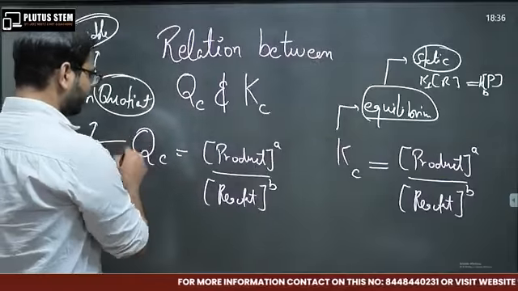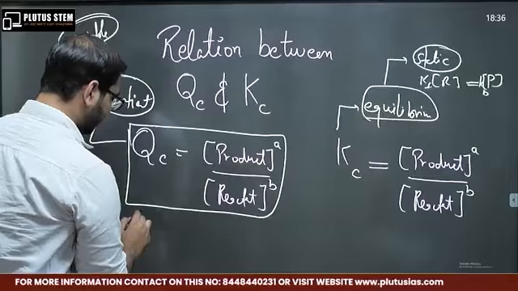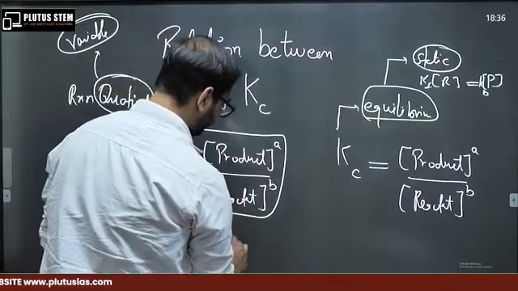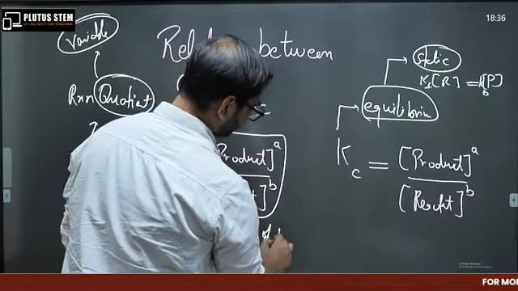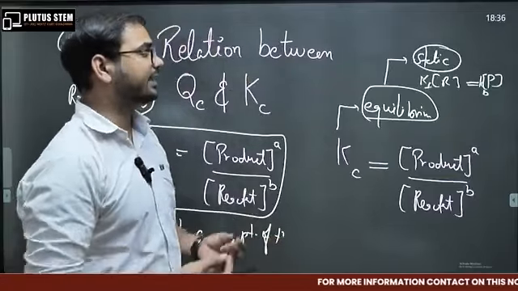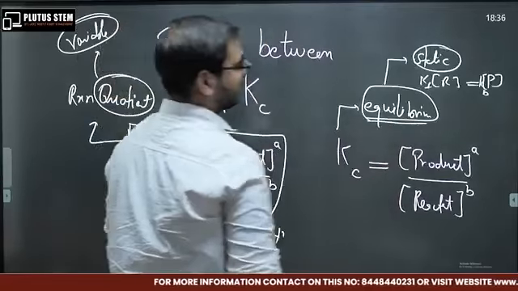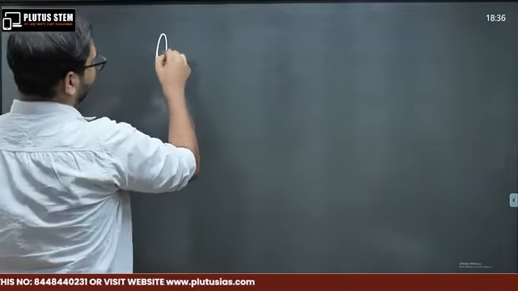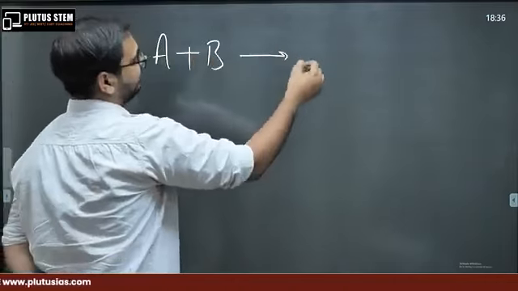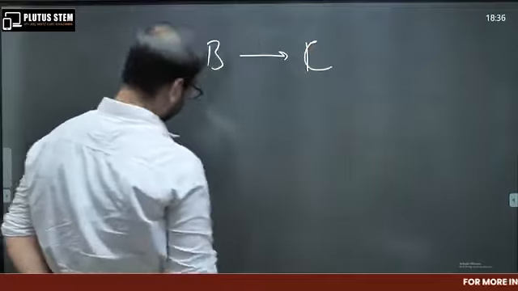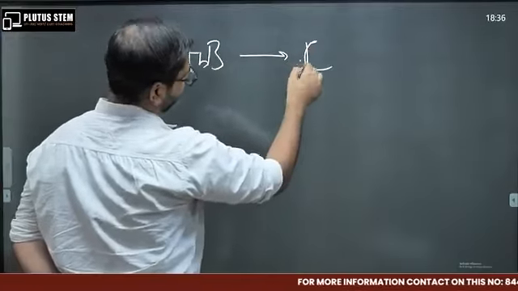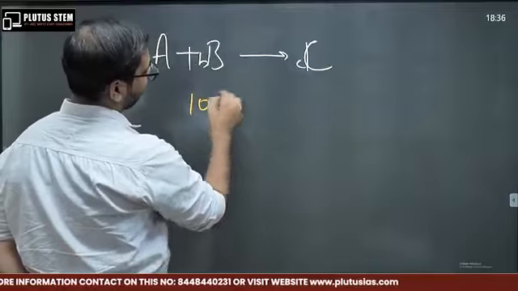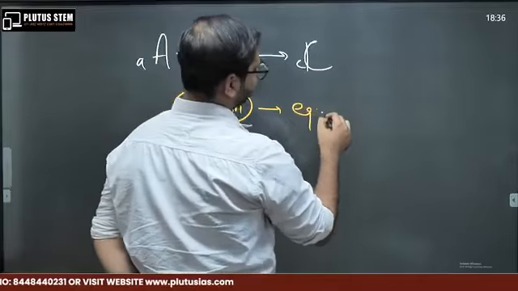So that means reaction quotient or QC can be calculated at any given point of time, while equilibrium constant is calculated at a very specific point when equilibrium for the reaction is achieved. So for example, let's say I have a reaction in which two reactants A and B combine to give me a product C. It has some stoichiometry a, b and c. Now let's say after 10 minutes, this reaction achieves equilibrium.